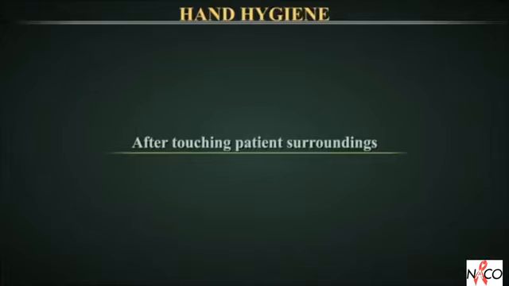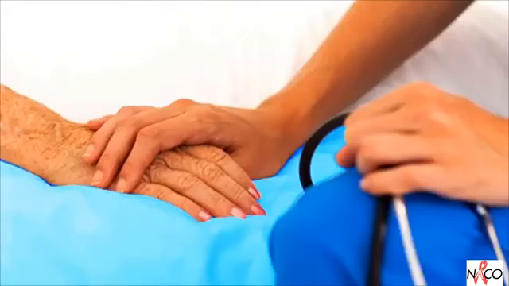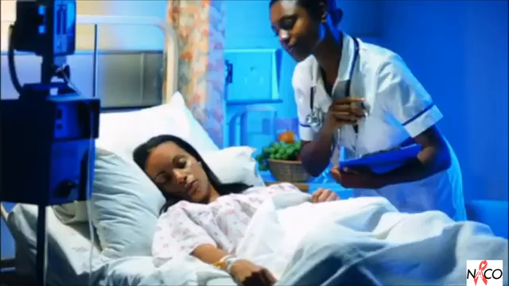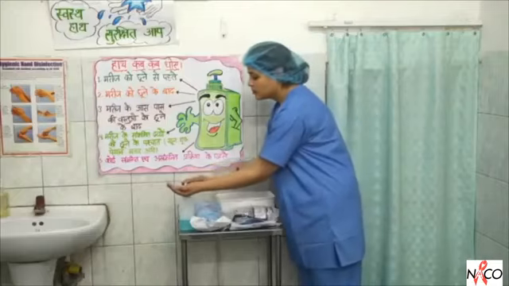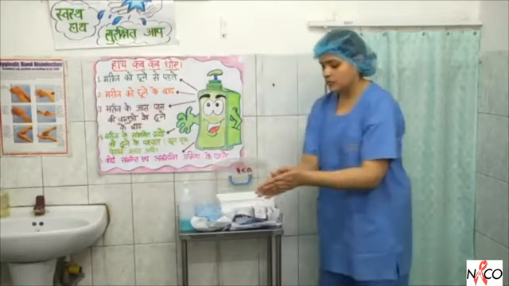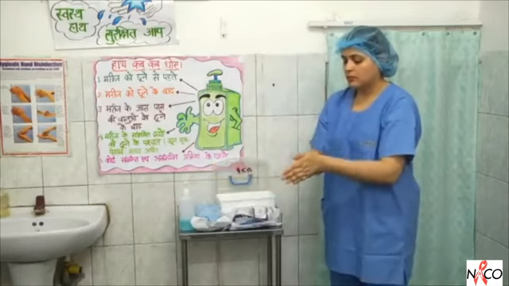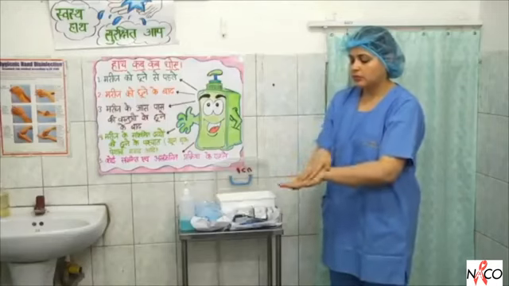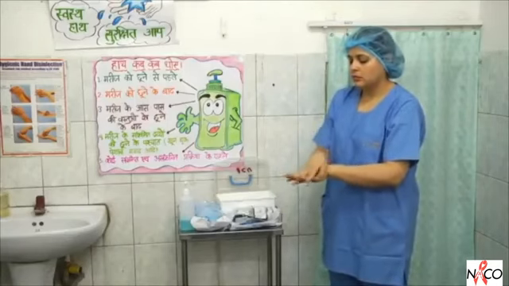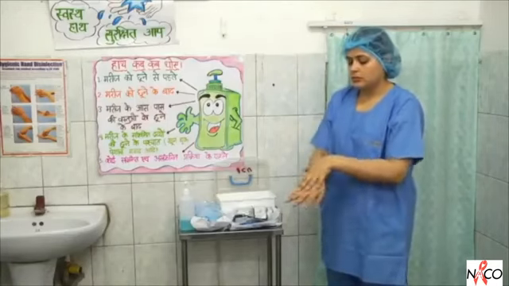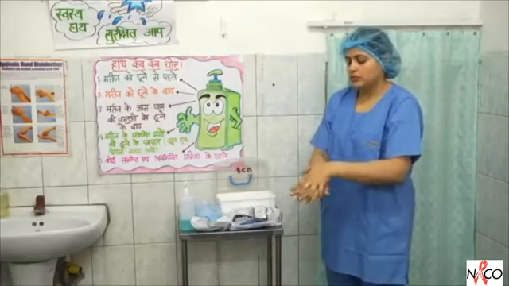After touching patient surroundings, why? To protect you from colonization with patient germs that may be present on surfaces or objects in patient surroundings, and to protect the healthcare environment against germ spread. When? Clean your hands after touching any object or furniture when leaving the patient surroundings, without having touched the patient.